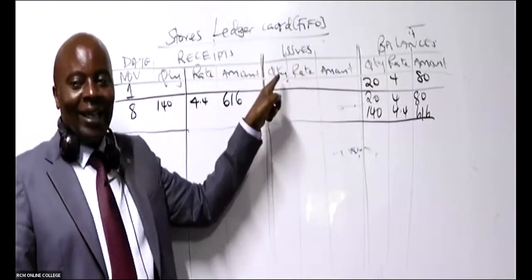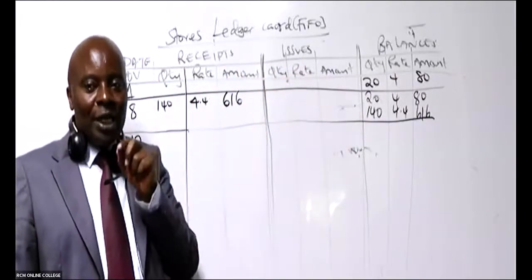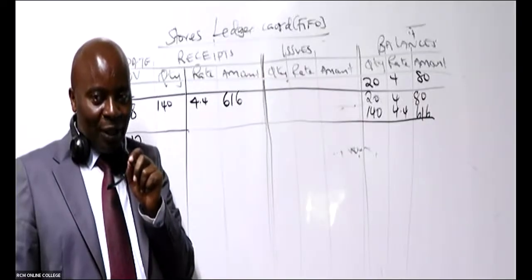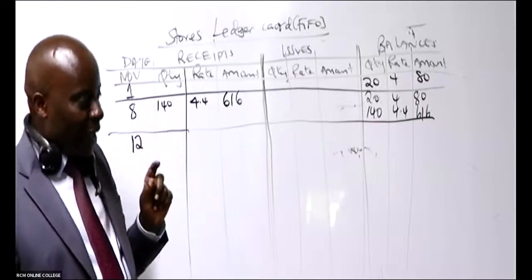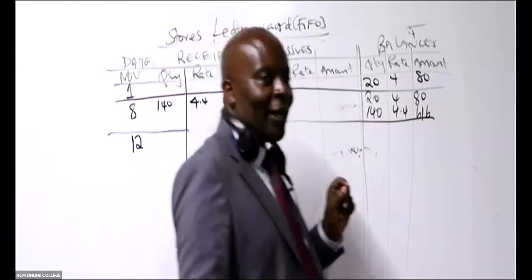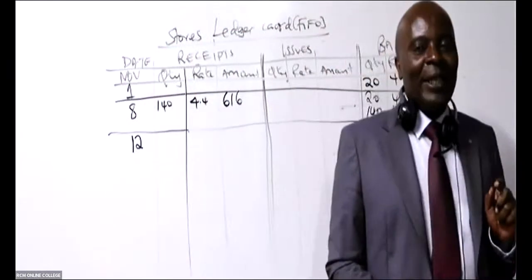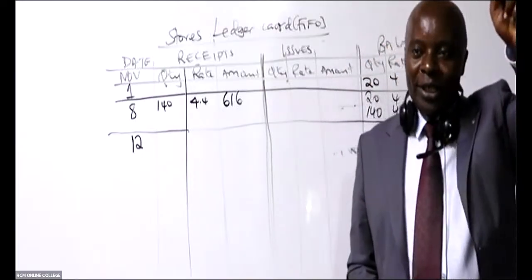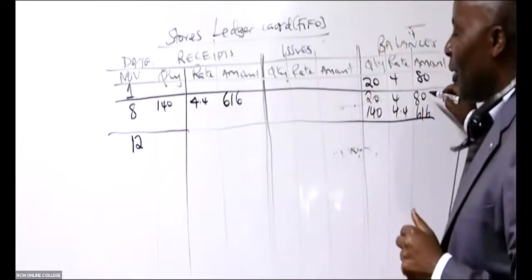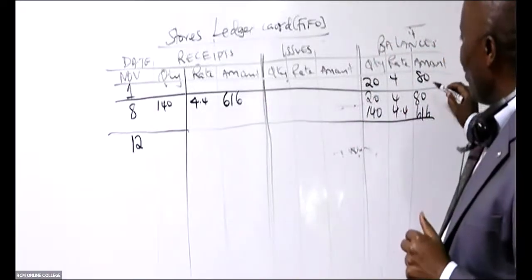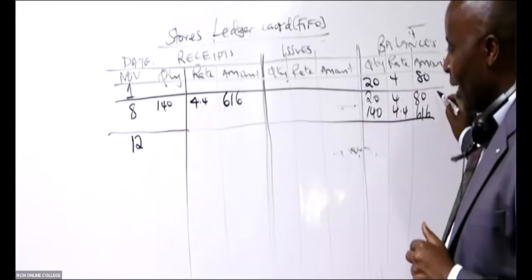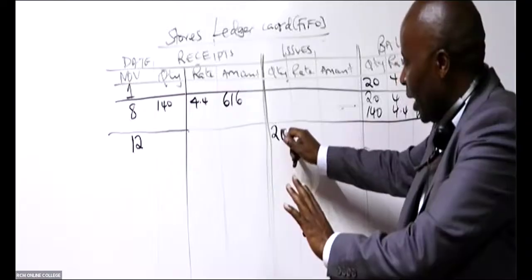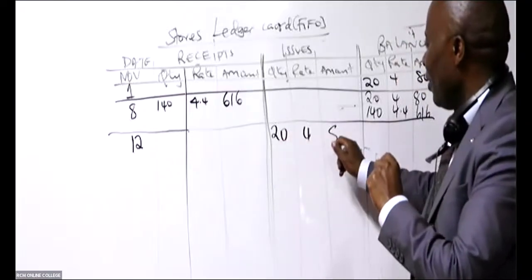Issue. Yeah. And how many do we issue? 80, right? So 80. Can we issue 80 at once? No, remember, we have a policy we are using. The policy is FIFO. FIFO means the oldest first. The oldest must go out first, isn't it true? So which one is the oldest here, somebody? The one with 20 units, yeah? So you issue your batch first and finish it. So I'll issue 20 at 4, giving me 80.